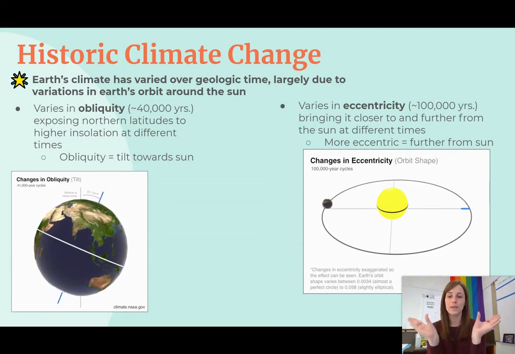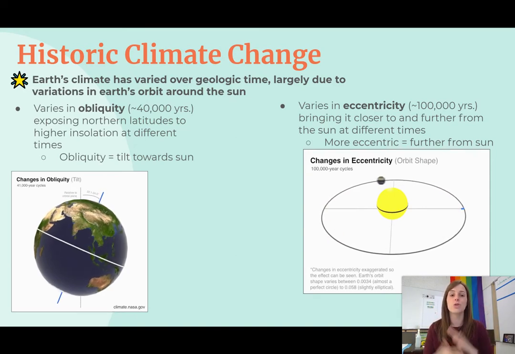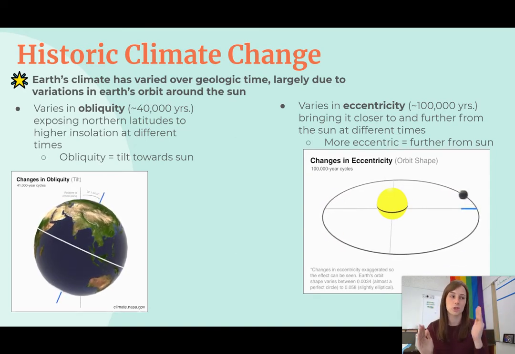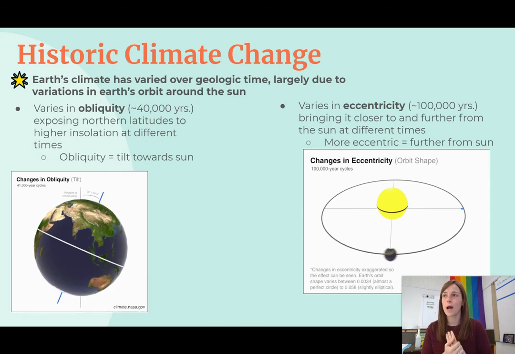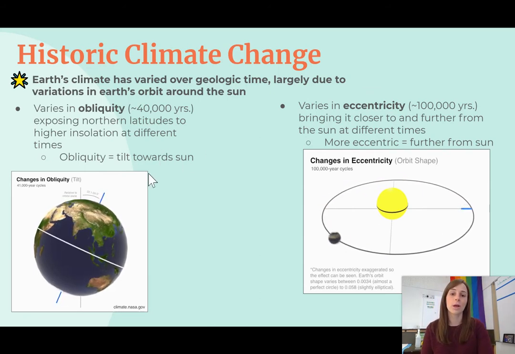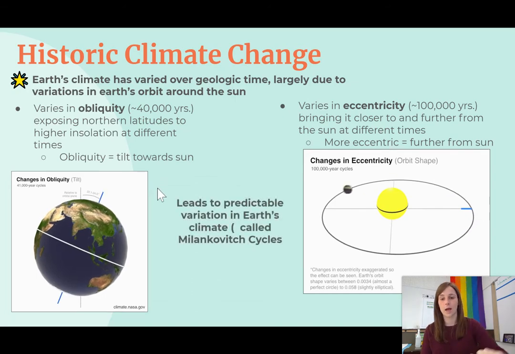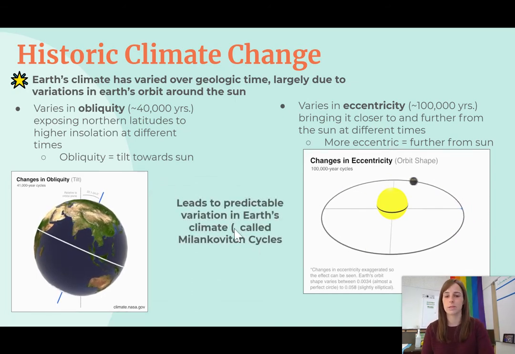Both of these, again, we're talking tens to 100,000 years. It's not something that's shifting tons, which is why when we look at these variations, we're looking at variations over like 100,000 years. Sorry, the little parentheses is a typo there. Ignore that. But basically, it's going to lead to predictable variation in Earth's climate. And these are called the Milankovitch cycles. Again, these are cycles that are occurring every 100,000 years, not every 5,000 years.